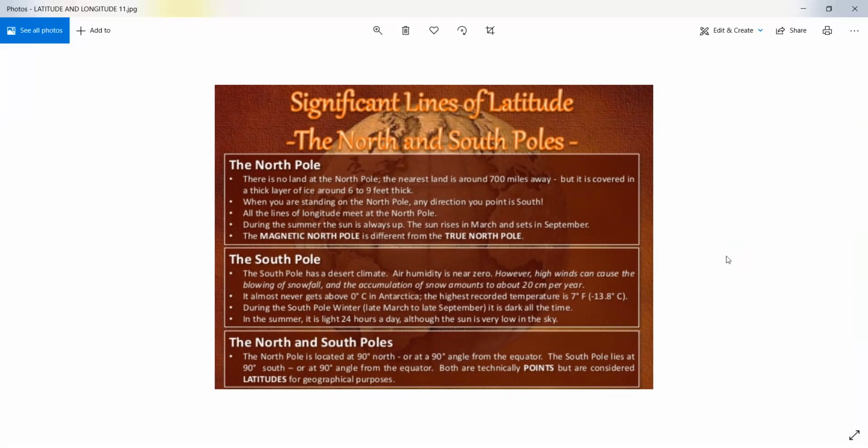All the lines of longitude meet at the North Pole. During the summer, the sun is always up. The sun rises in March and sets in September. The magnetic North Pole is different from the true North Pole.